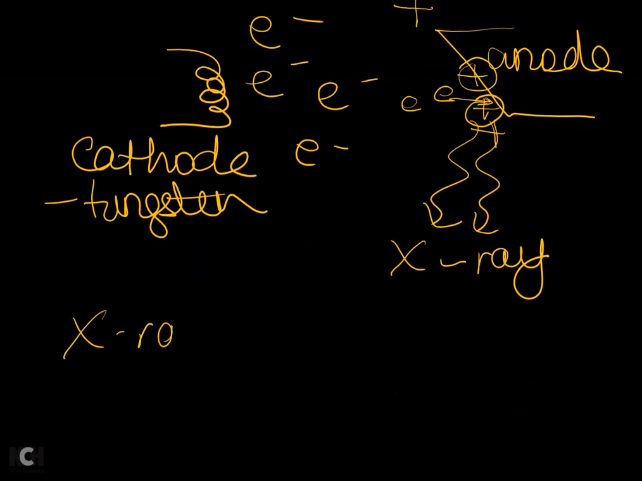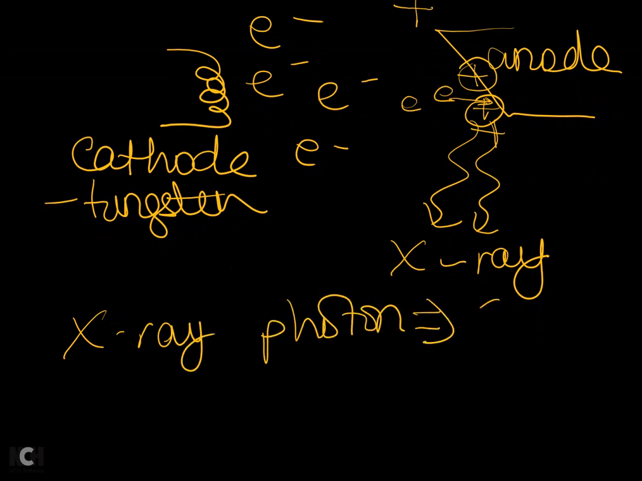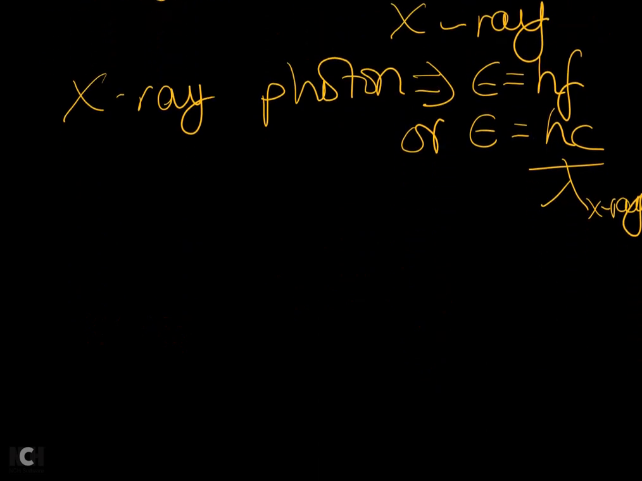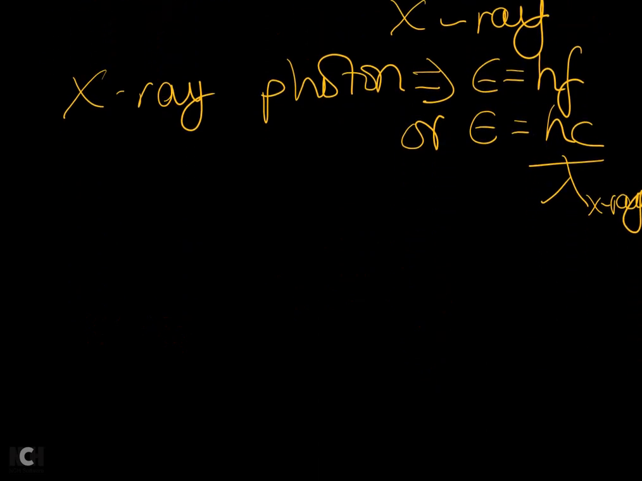And the X-ray photon, as we just looked at the photoelectric effect, the energies of that can be deduced by E is equal to hf, or E is equal to hc over lambda. And the wavelength will be in the X-ray spectrum. Now, the other type of X-ray that is produced is called your line spectrum or your characteristic spectrum.